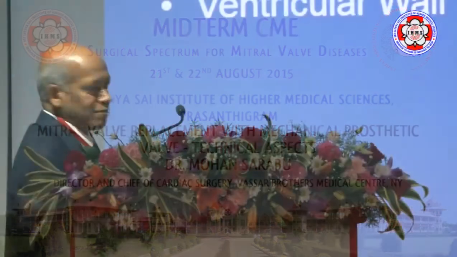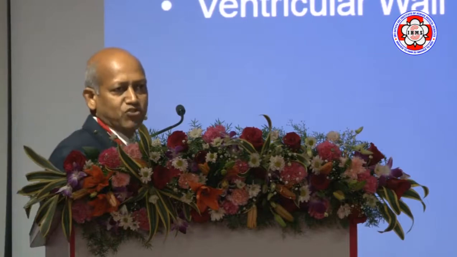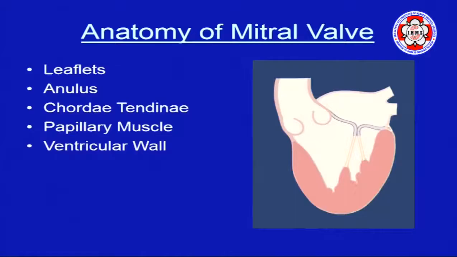Again, Dr. Mohanty explained before that the mitral valve is not simply a leaflet. There are many structures. Basically the leaflets, the annulus, chordae tendineae, papillary muscles, and the ventricular wall all form components of the mitral valve structure. So if you have pathology at any of these levels, it will interfere with the valve function, resulting in pathology.